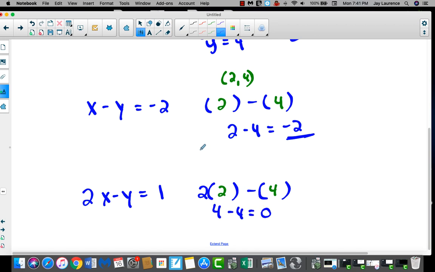It does not equal. It doesn't work for this one. So no, it's not a solution to the system. I would have had to have gotten 4 out for it to work. So this one doesn't work, frowny face. It was only a solution to the first system.